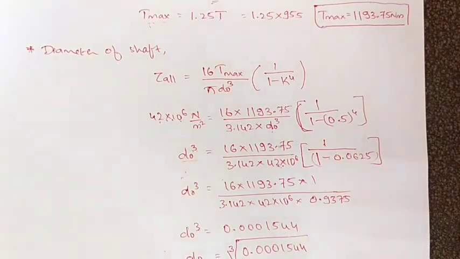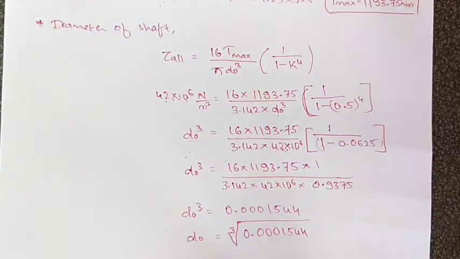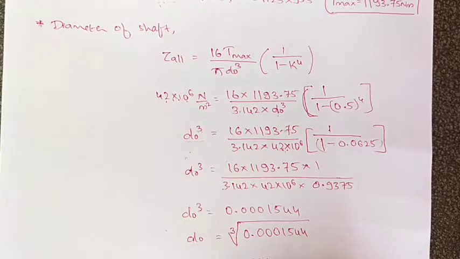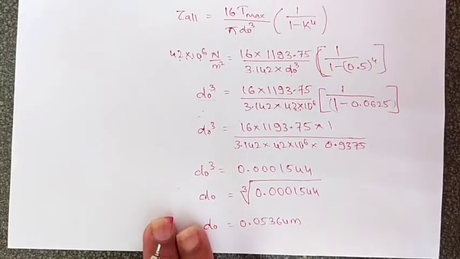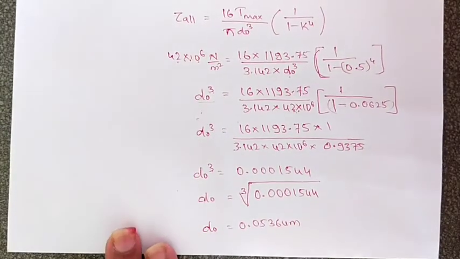So this will be the answer. Okay, this will be the value. Now you find out in your calculator the cube root of 0.001544. You will get the answer as 0.05364 meter. So whatever answer you are getting is in meter.